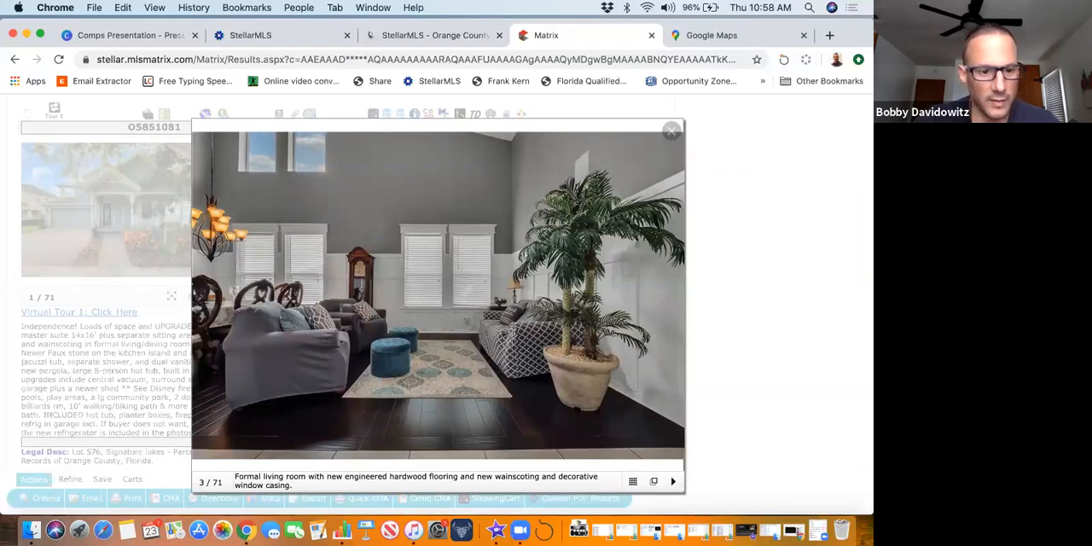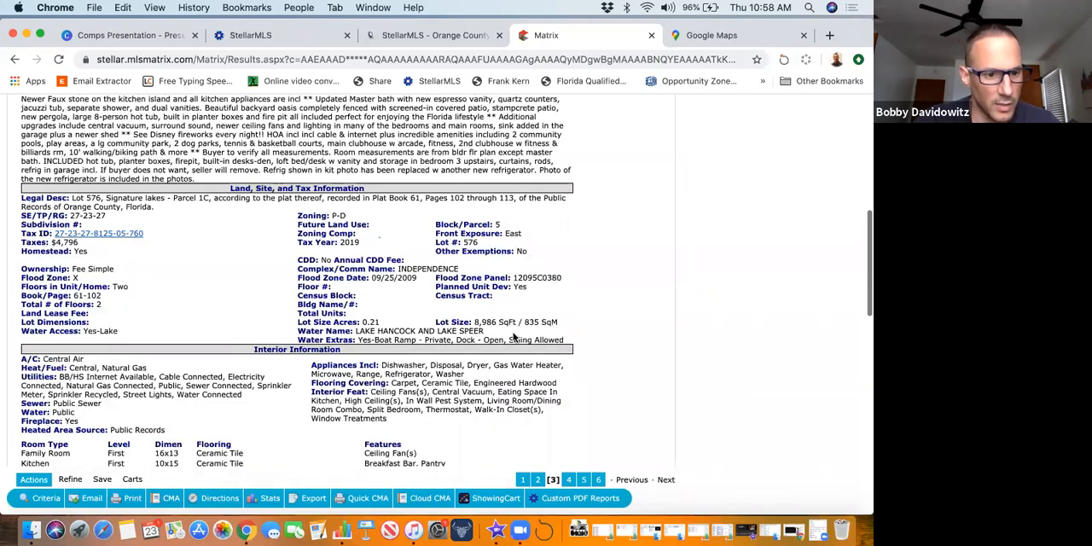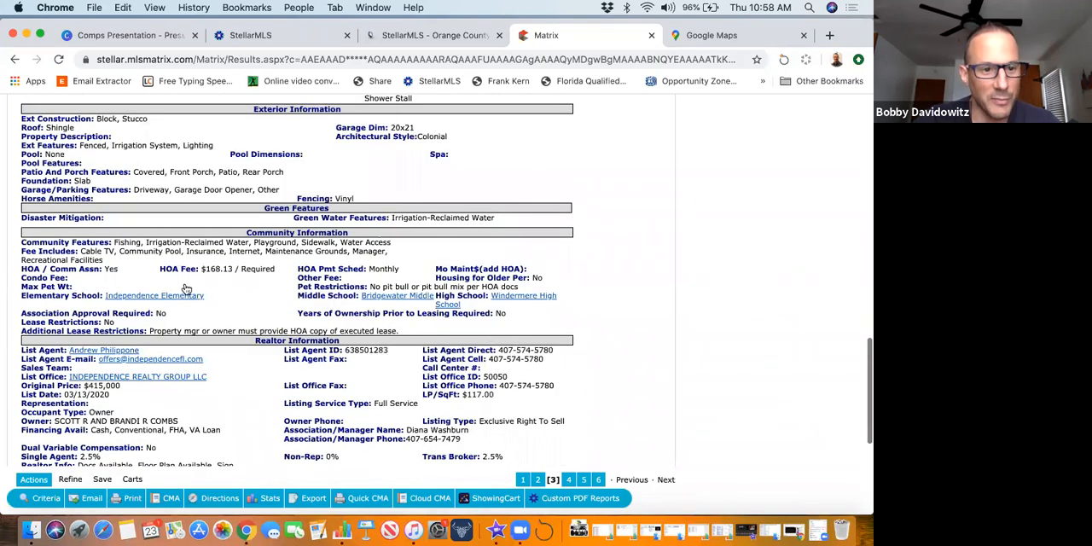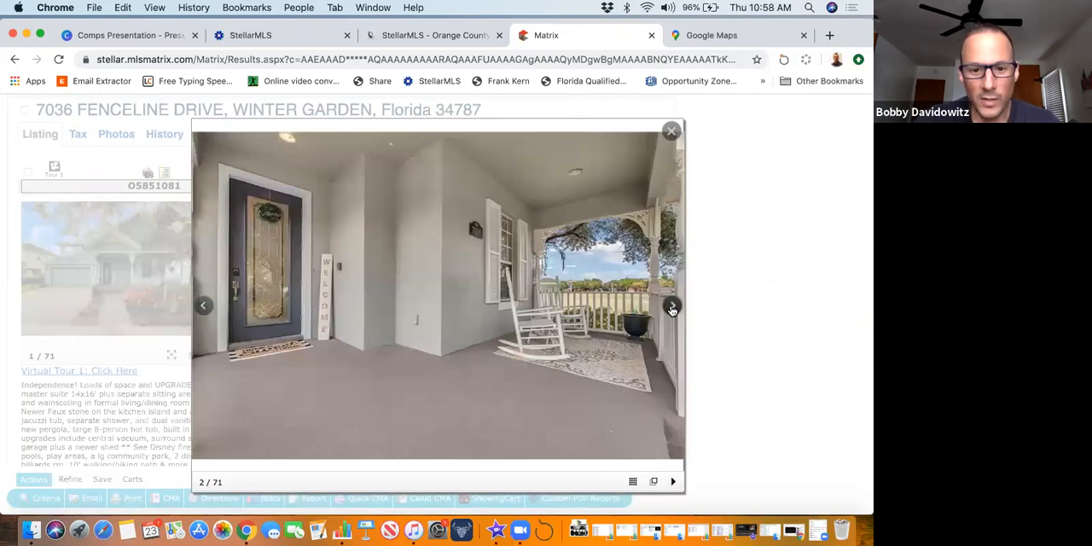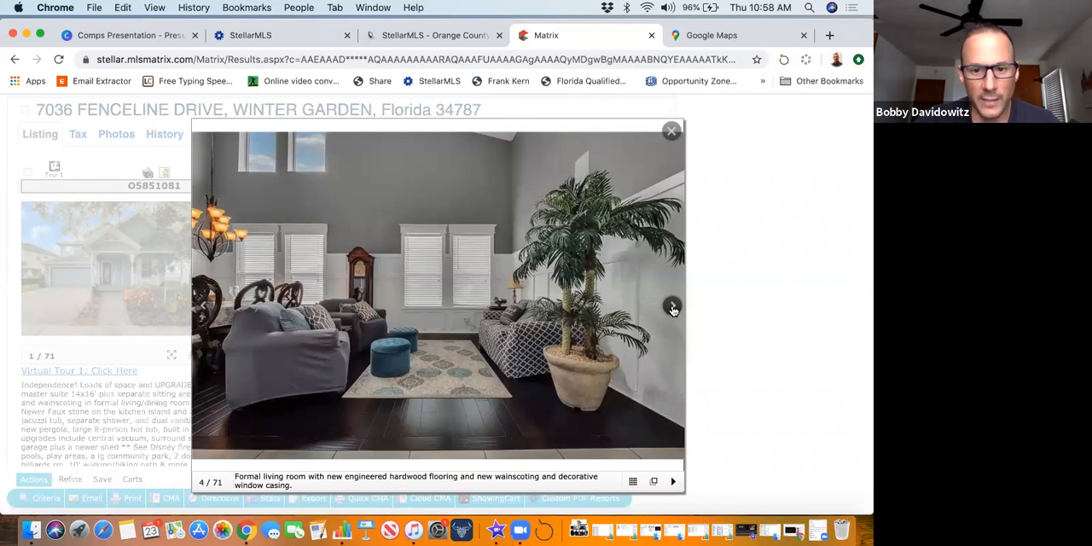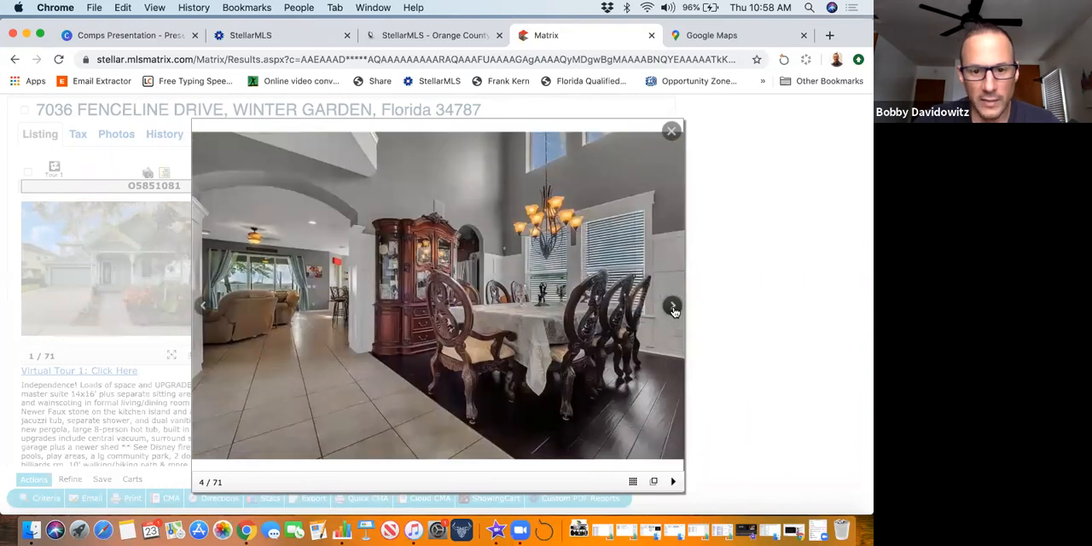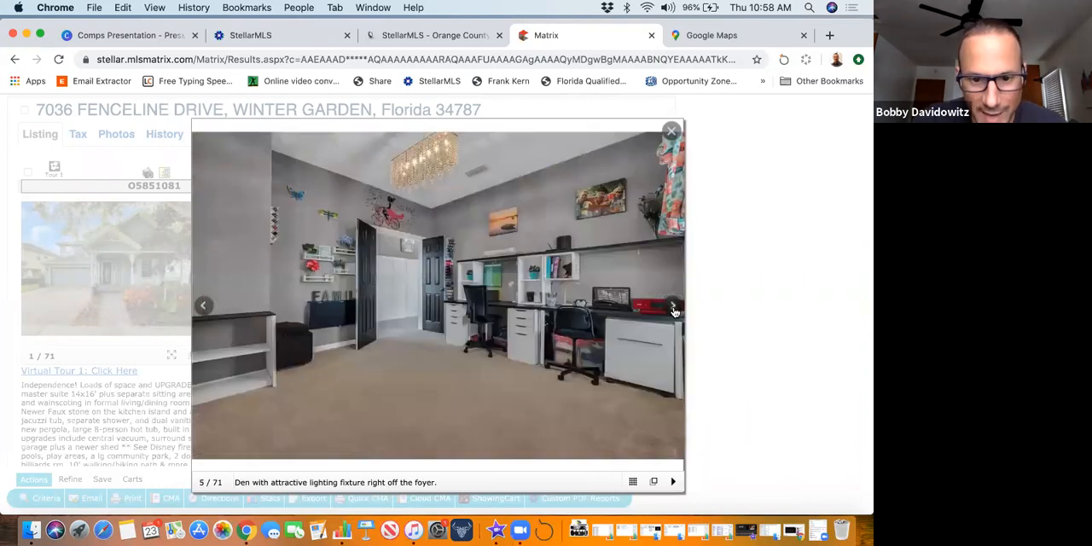Let's make sure this is not Todd's listing in case I go off on something and insult Todd about it. No, it's not Todd's listing. So we go in here, nice flooring, nice paint, very clean. It's got tile. Looks like it has carpet in this kind of office workroom situation.